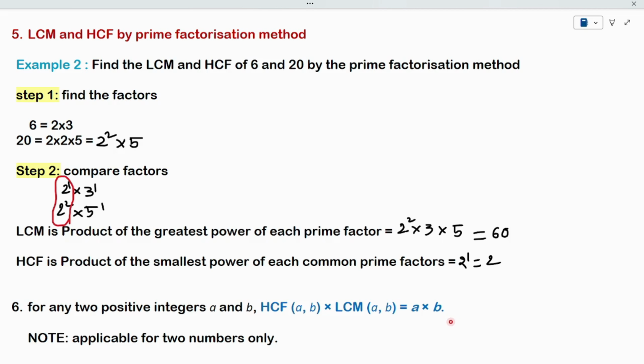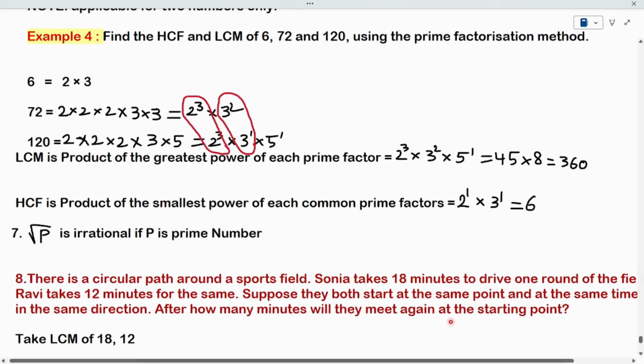Note, it's applicable for two numbers only. Example number 4. Find the HCF and LCM of 6, 72 and 120 using prime factorization. Here also, we simply need to follow two steps. The first step is to write the factors. The factors of 6 equal 2 into 3.